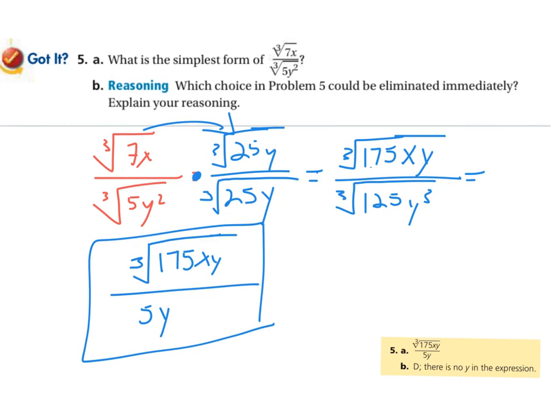So part B, which choice in problem 5 could be eliminated immediately? Explain your reasoning. Well, D, because if you go back to it, there's no y in the expression, so like, oh, that's out. So a little bit of thinking ahead kind of thing there. But again, the moral of this story right here is that well-chosen 1.